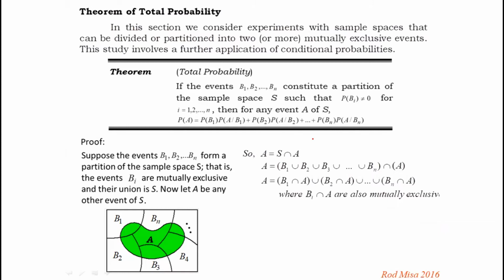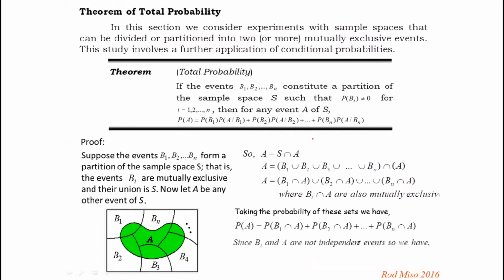And you can see that in the drawing, event A is the disjoint union of B sub i's intersected with A. So, taking the probability of these sets, we have the probability of A is equal to the probability of B sub 1 intersection A plus the probability of B sub 2 intersection A plus and so on and so forth plus the probability of B sub n intersection A. And since B sub i and A are not independent events, we can write the probability of B sub 1 intersection A as the probability of B sub 1 times the probability of A given B sub 1 has occurred.